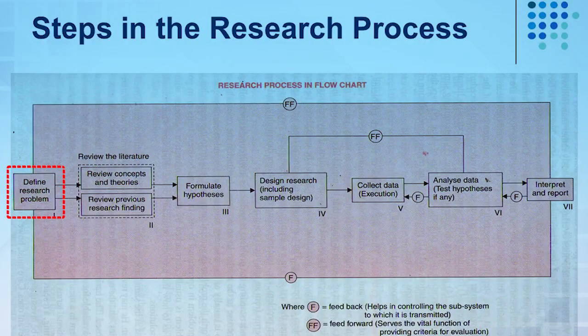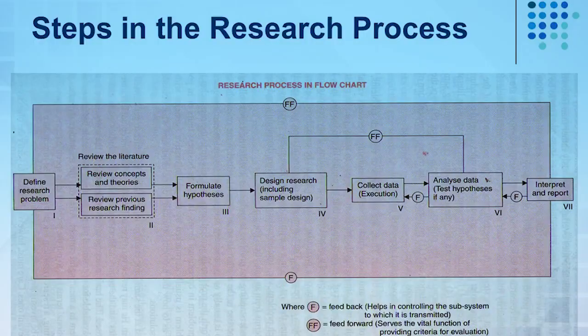The first step is to define the research problem. The second step is to review concepts and theories. So you need to review concepts which are prevalent, and you need to review theories. The third step is a very important step here. That is to review previous researches and findings.